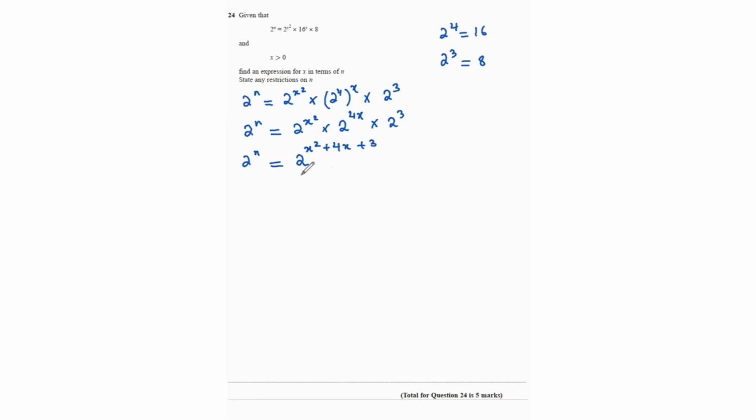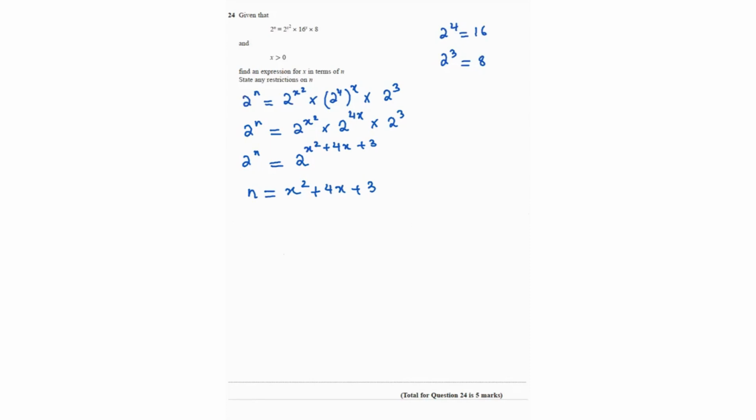Same bases existing alone on both sides of the equal to sign, so we put the powers equal to each other. Find an expression for x in terms of n. So this is n in terms of x. So we have to make x the subject. To make x the subject, we have to apply completing the square on this.